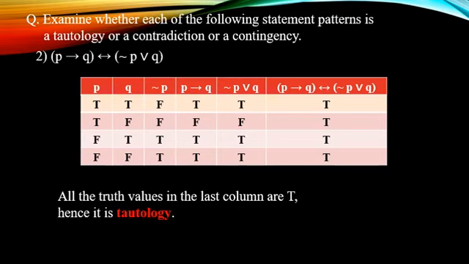Okay, next, third statement pattern is P and Q and negation P or negation Q. So this statement pattern contains two prime components P and Q and 1, 2, 3, 4, 5 logical connectives. So the truth table of this statement pattern contains 2 plus 5, that is 7 columns.